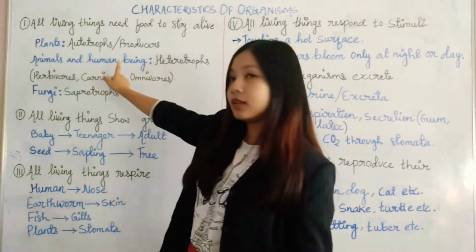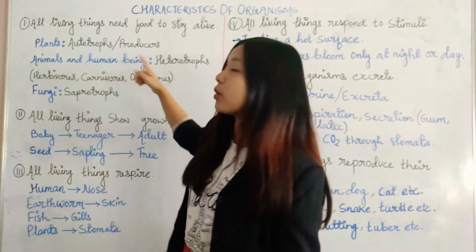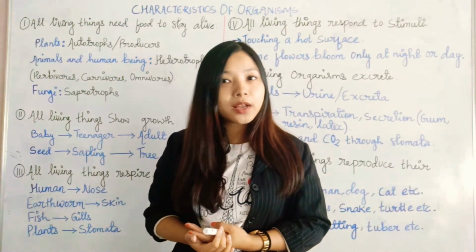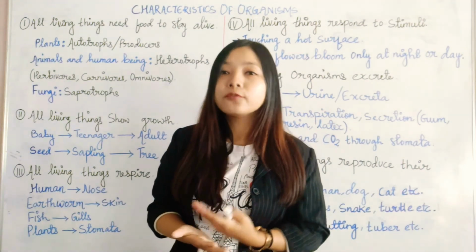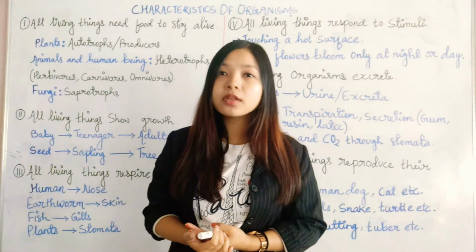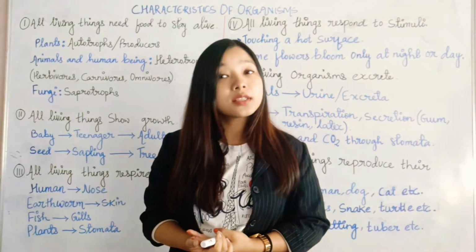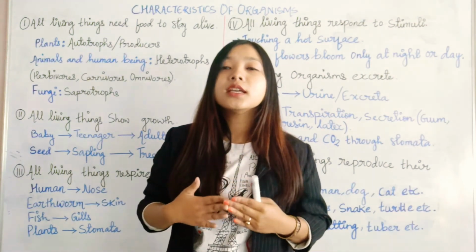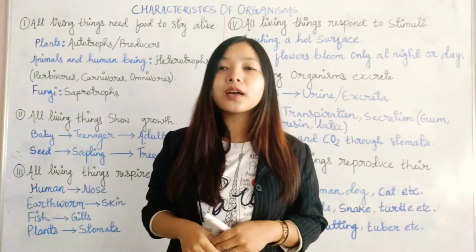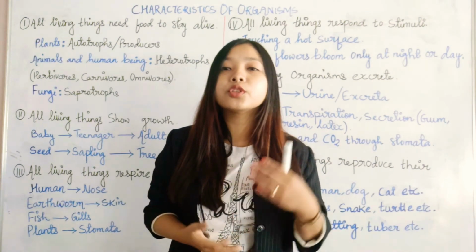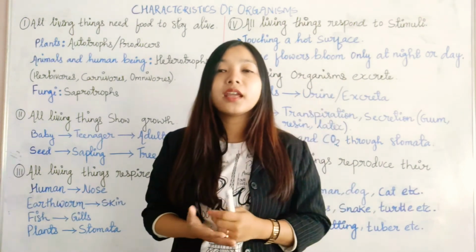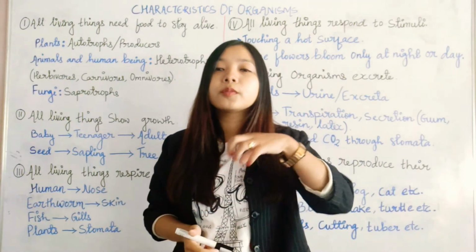Plants are called autotrophs or producers. Why? What is the source of the food for the plant? The energy which the plant takes to prepare its food is from the sun. The solar energy is absorbed by the plant. Within the plant itself, they prepare their food using the carbon dioxide gas, sunlight, and the water and minerals absorbed from the roots.